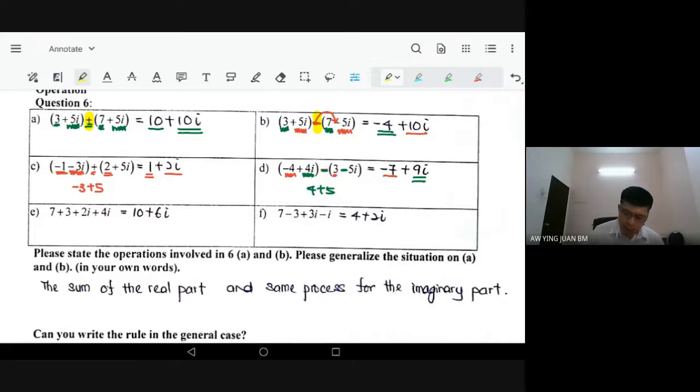Next, dia kata generalize the situation on A and B. Makna dia, apa yang telah anda lakukan? Pelajar kita dia tahu, ini tambah ini, dapat ini. Ini apa? Itu apa? So, biasakan diri dalam matematik. Okay, biasakan diri. Maksudnya dalam matematik saya lah. Nyatakan kata kerja, kata nama. Apa yang you buat? I mean the nouns and the verb. Every action, there must be a name. Kalau you nak improve matematik.